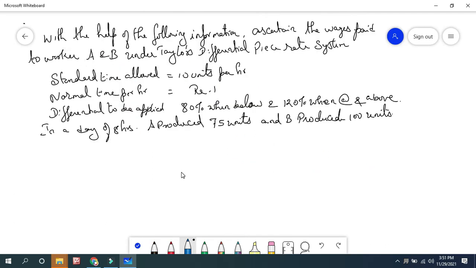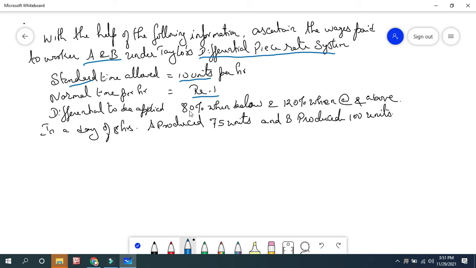So the next sum, right? With the help of the following information, ascertain the wages paid to workers A and B under Taylor's differential piece rate system. Standard time is 10 units per hour and normal time is rupees 1.